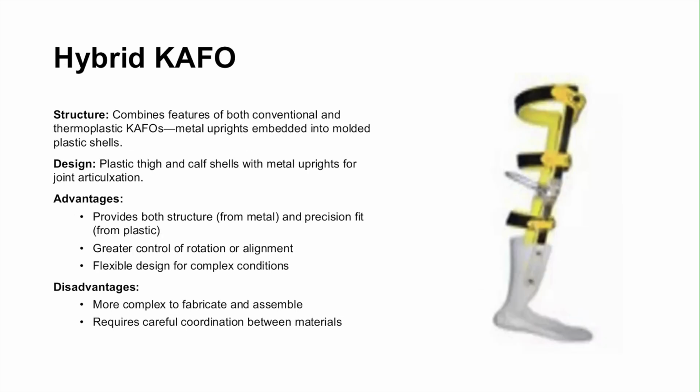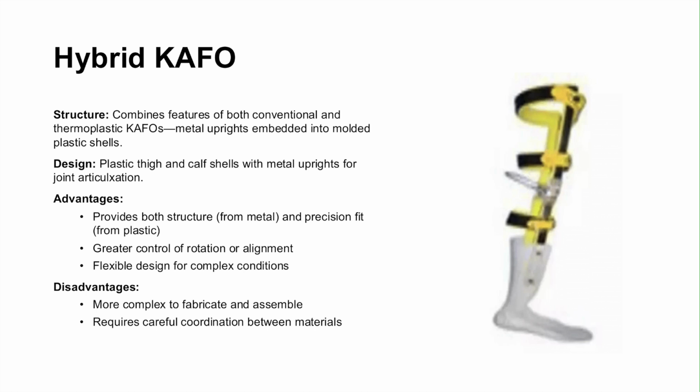And then we have the hybrid KAFO. This type of KAFO provides both structure and aesthetic appeal, meaning it combines the conventional and thermoplastic. A patient with complex deformity who requires strong correction on one side and more mobility on the other might benefit from this design. For instance, a post-trauma case with asymmetric muscle loss may receive stability from a metal upright on one side and comfort from the molded plastic shell on the other.